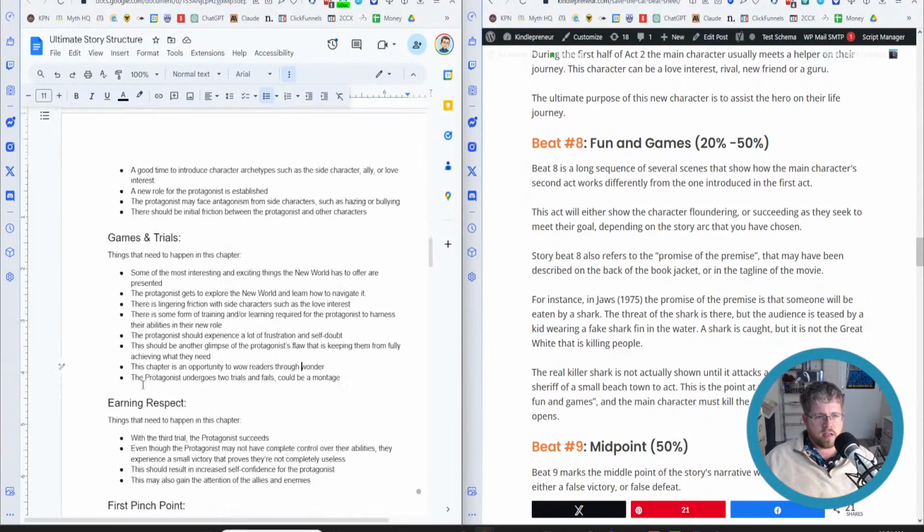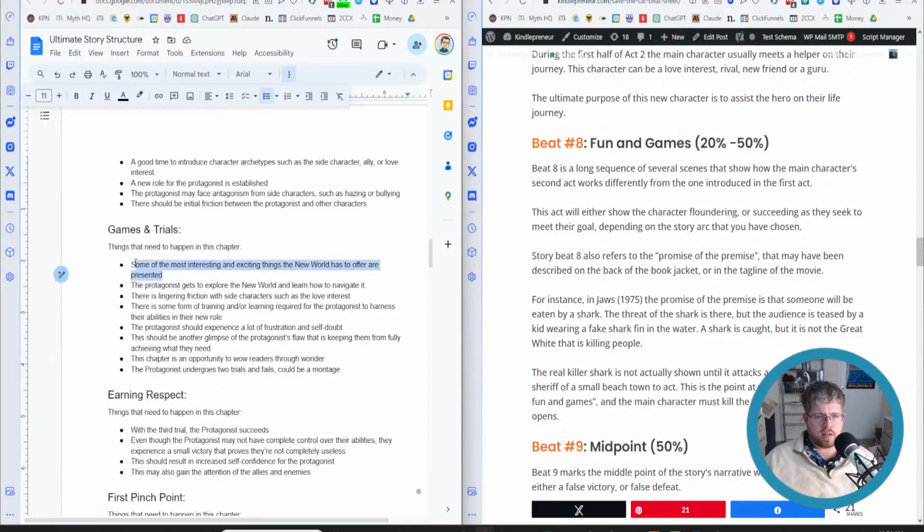Games and Trials. Some of the most interesting and exciting things the New World has to offer are presented. The protagonist gets to explore the New World and learn how to navigate it. There's lingering friction with side characters such as love interest. There's some form of training or learning required for the protagonist to harness their new abilities in the new role.